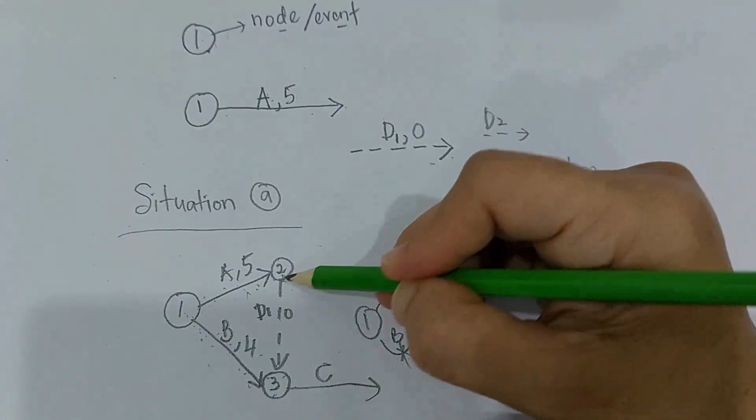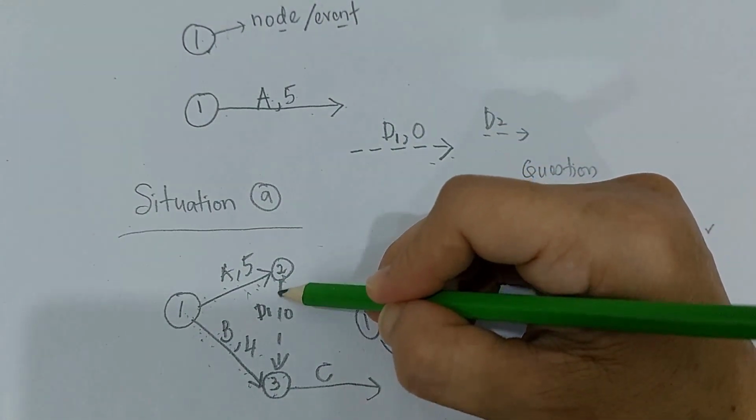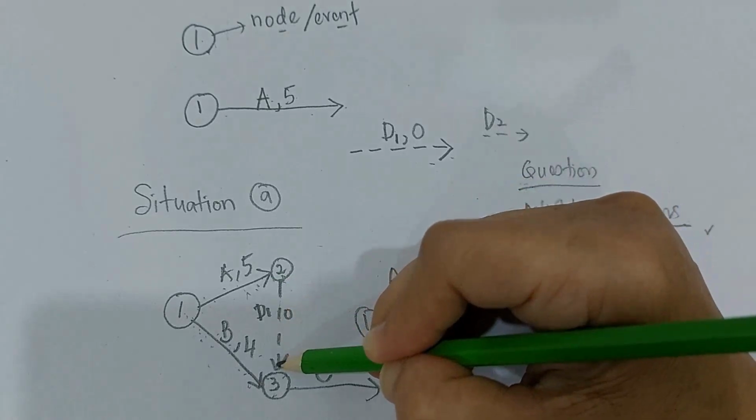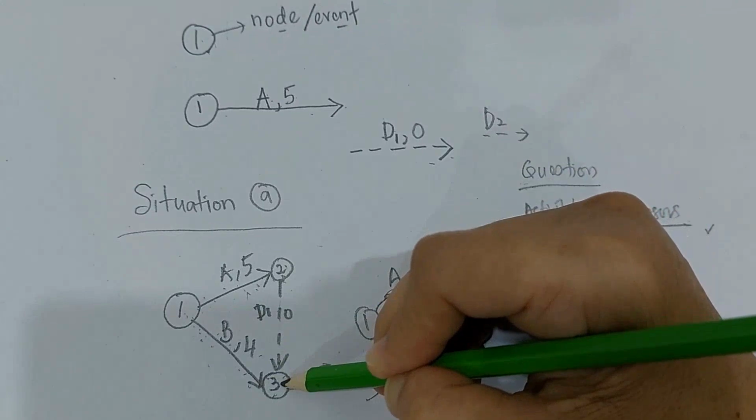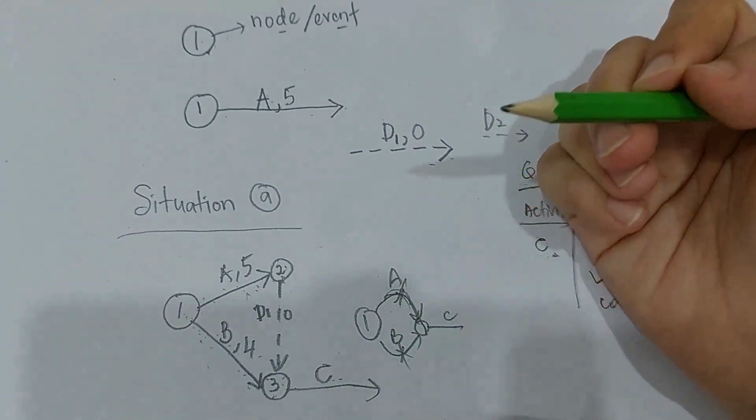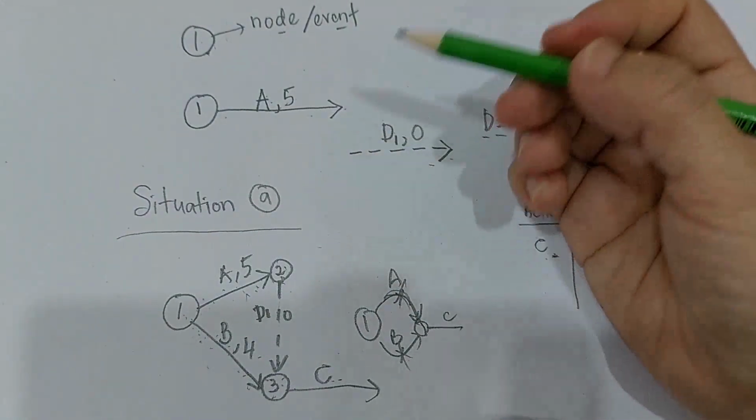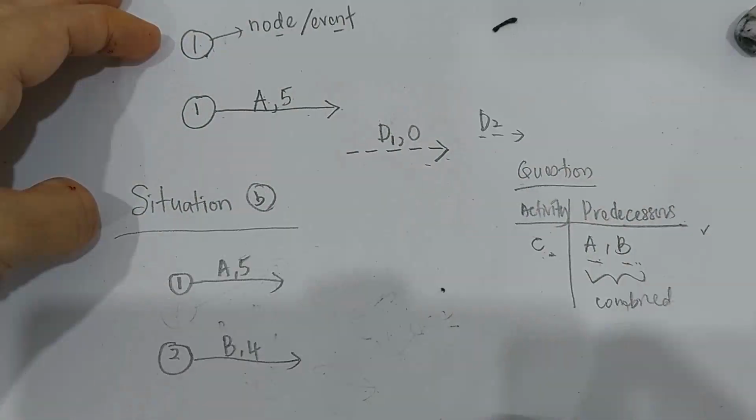Why over here is number 2? Because you start your dummy line from here, and you finish your dummy line up here. So it starts with a lower number, it ends with a higher number. So your C will be here. So this is situation A.